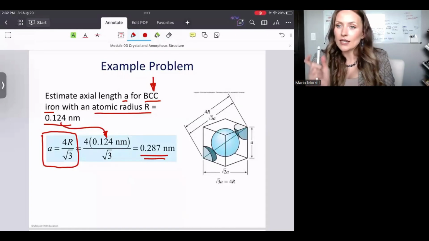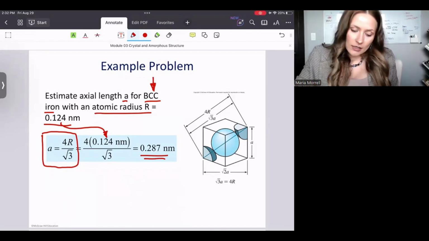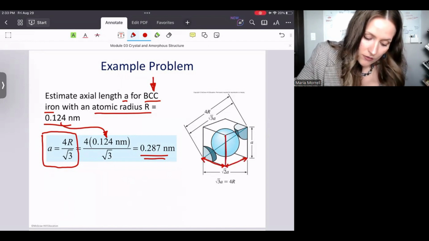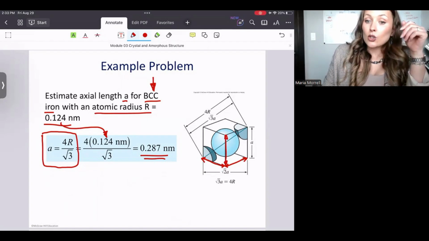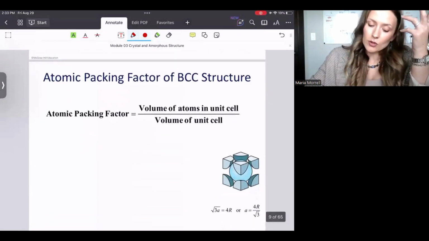And I want you to think about it. That's actually the distance between the two adjacent atoms, right? That's going to be this distance either right here or here or here, and all of those are the same, right? Because I'm looking at the body-centered cubic structure.